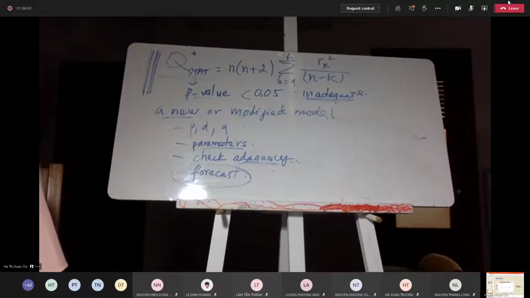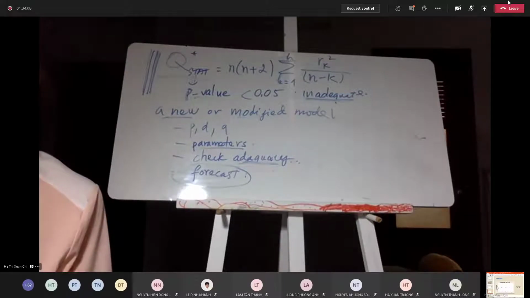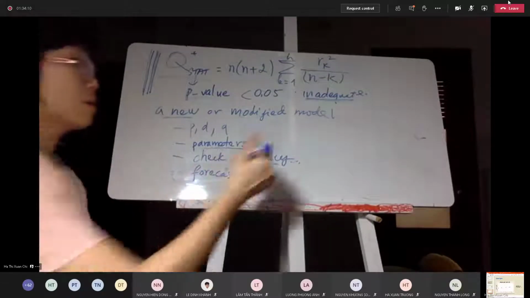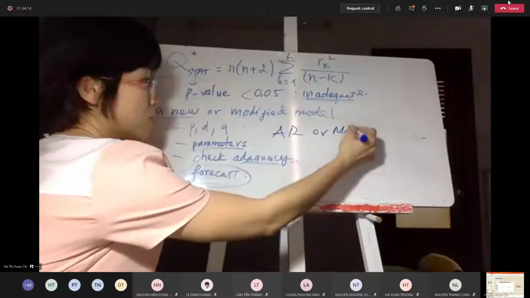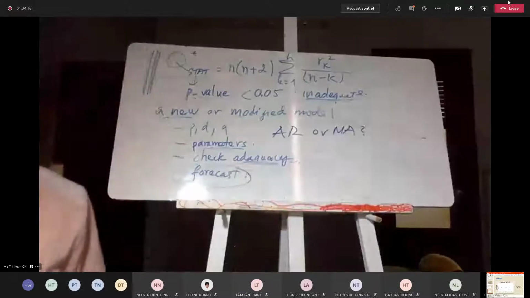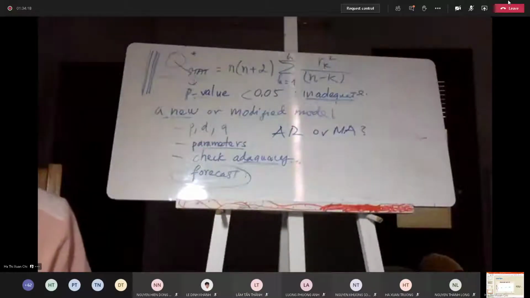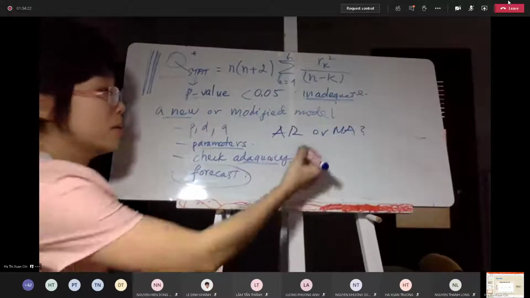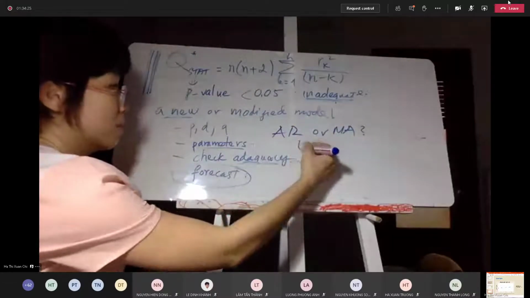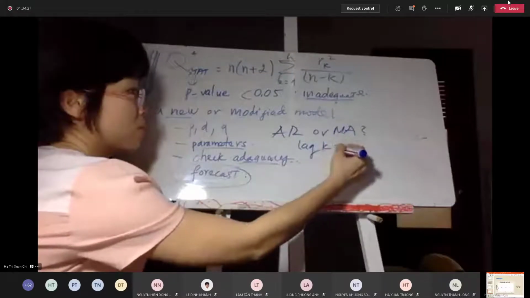Everyone? So what kind of model do they suggest, an AR or MA model? And the lag K equals 1.